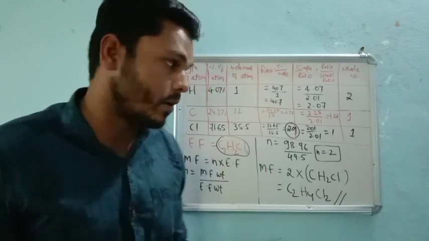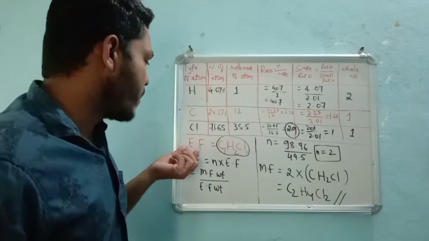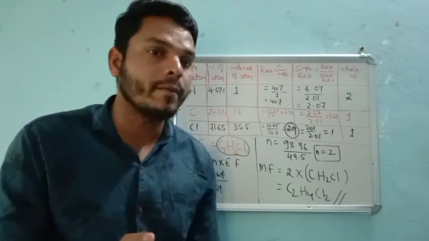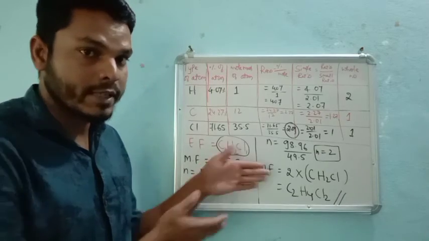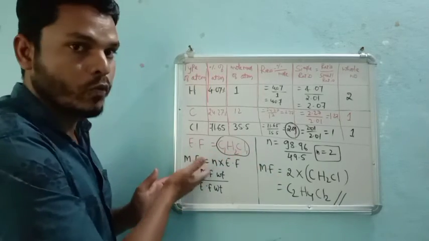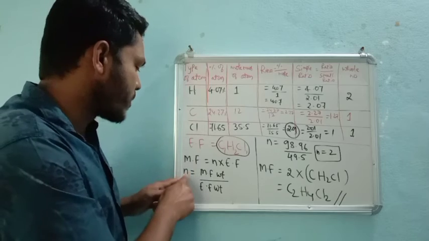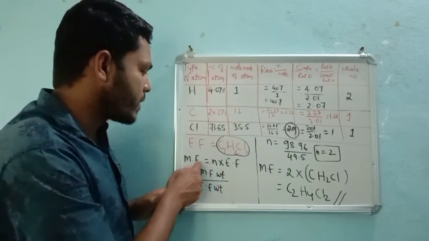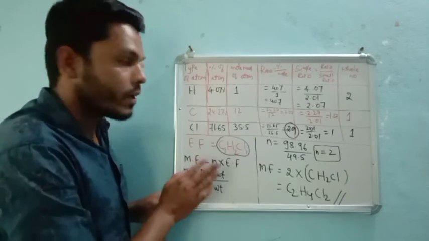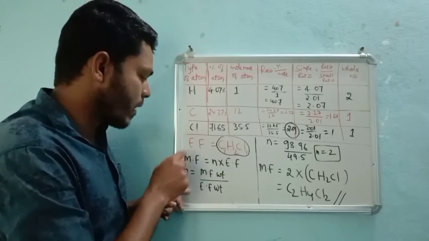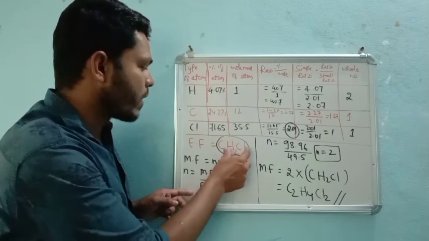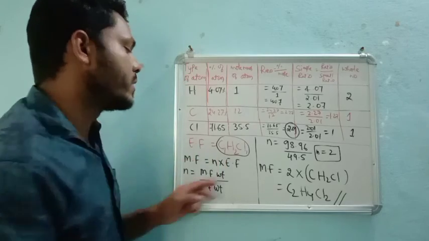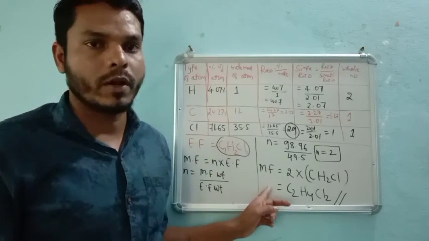Let me revise once: if you got the empirical formula, you just calculate the weight of this as I did, and then go for these two formulas. First, N is equal to molecular formula weight divided by empirical formula weight. Always the molecular formula weight they will give, no doubt. And for the empirical formula weight, we need to calculate it. Once you get the N value, very easily we can calculate the molecular formula.